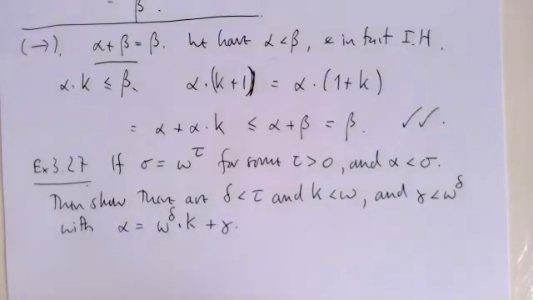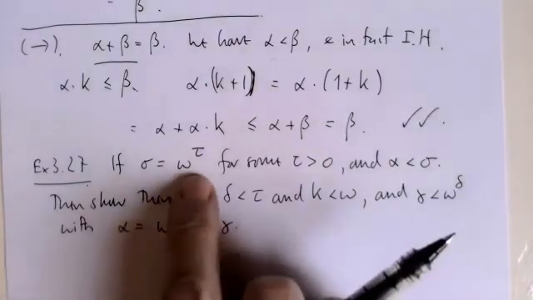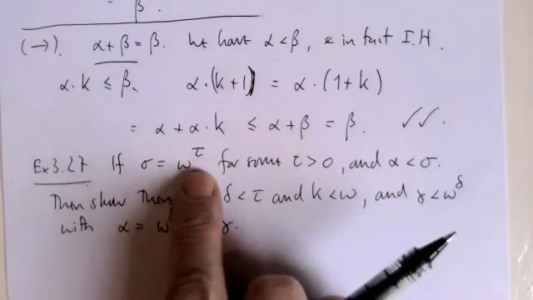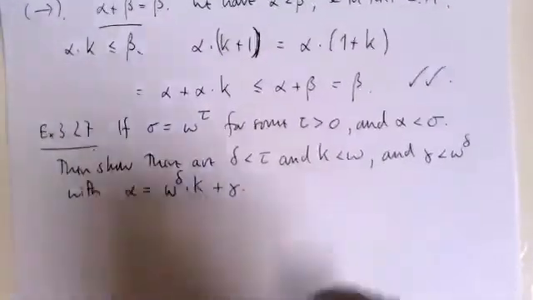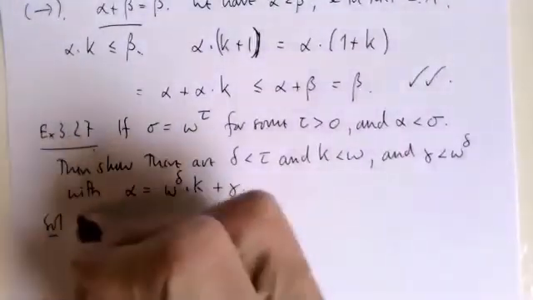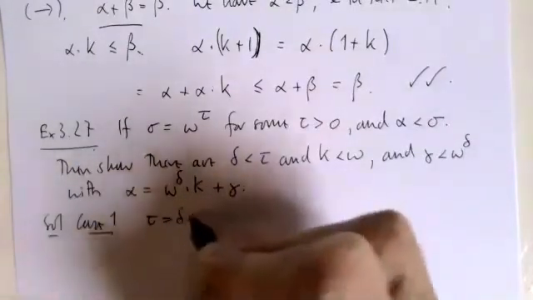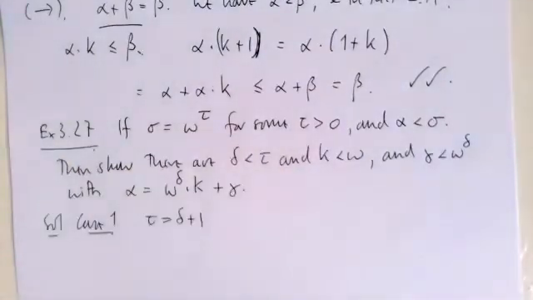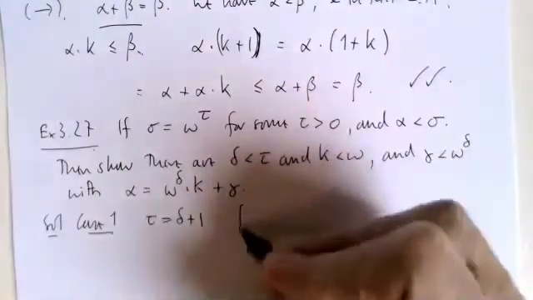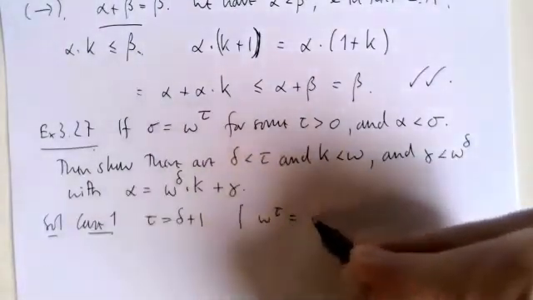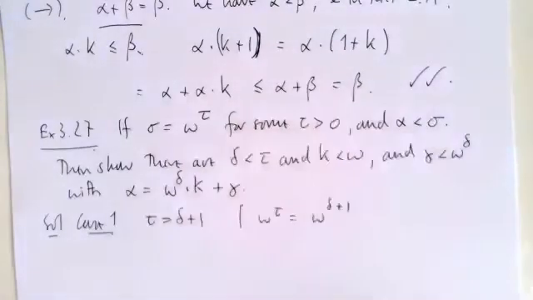Okay, and it depends really whether this is a supremum of smaller powers of omega or not, as to how it works. So case 1, maybe tau is the successor. So this omega tau here, so this form here.